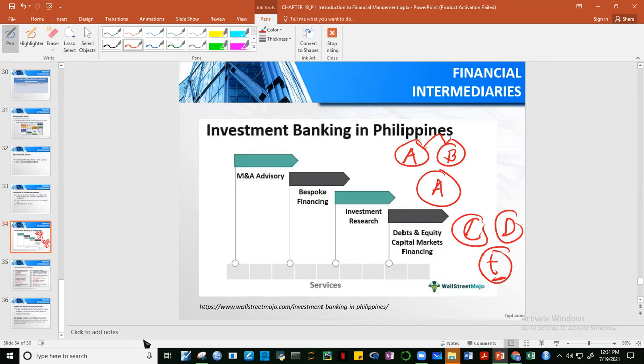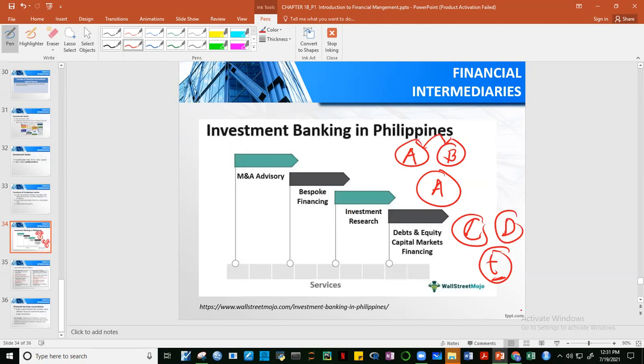And highly specialized yan, guys. Mahirap na activity yan. Kung nung binili ni Jollibee si Red Ribbon, I'm sure nag-hire ng investment bank yan. Hindi nila expertise ni Jollibee. Nasa food services sila eh. So they tap the services of an investment bank in order to come up with a proposal for Red Ribbon. Okay? So pinag-usapan yan. So yun ginagawa ng investment banking.